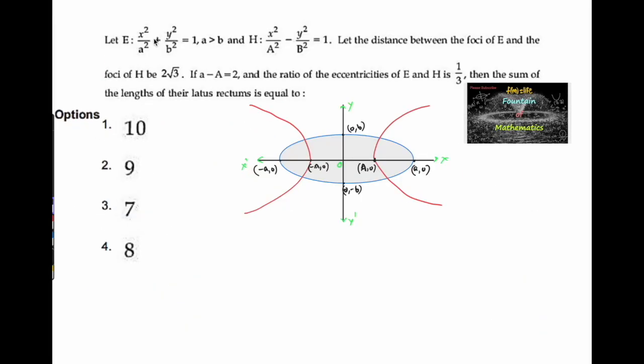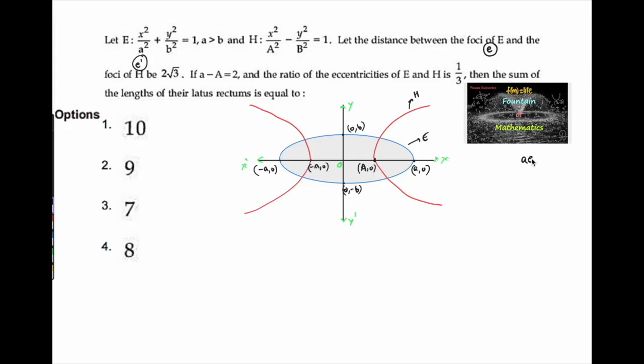Given ellipse x square upon a square plus y square upon b square is equal to 1 and hyperbola x square upon capital A square minus y square upon capital B square is equal to 1, and the distance between the foci. So foci of ellipse, let us consider small e is the eccentricity of the ellipse and E dash is the eccentricity of the hyperbola.